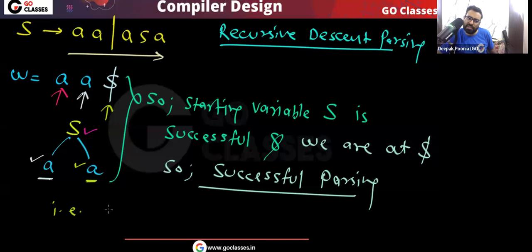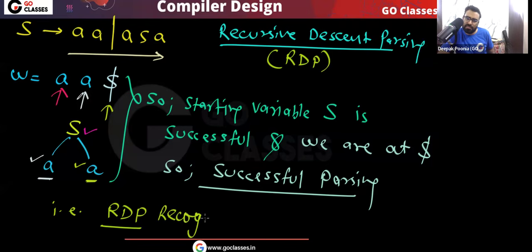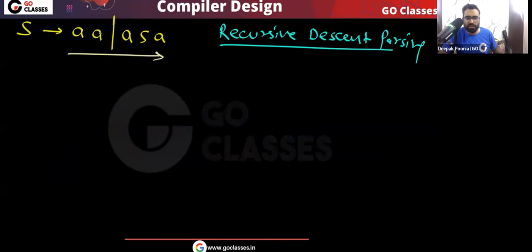It means that the recursive descent parser, in short I am writing it RDP, recognizes this string a. Very simple. Now something interesting I will show you.